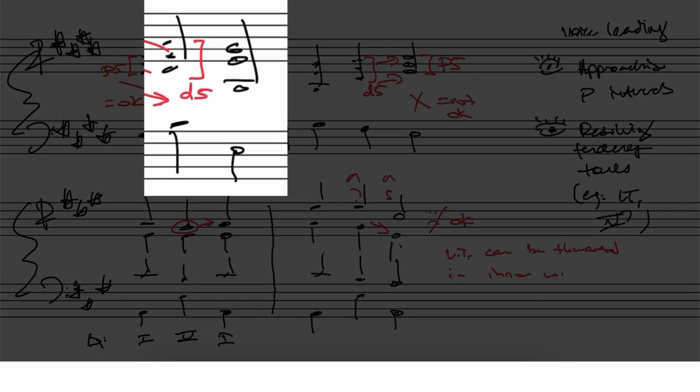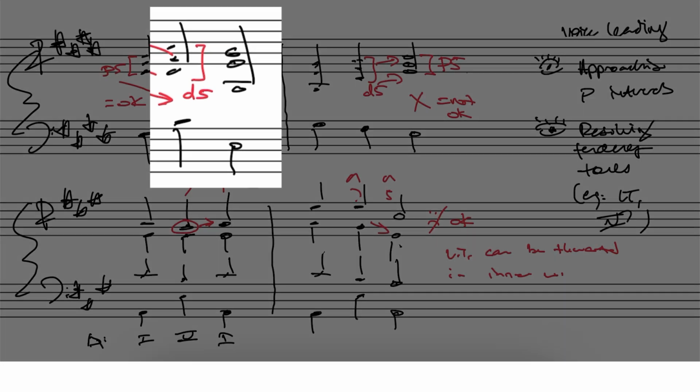And our chordal sevenths, like the 7th of our dominant chord, so if we're looking at the dominant chord in a key, that's so, ti, re, fa. That fa needs to resolve down to mi, regardless of where it appears.